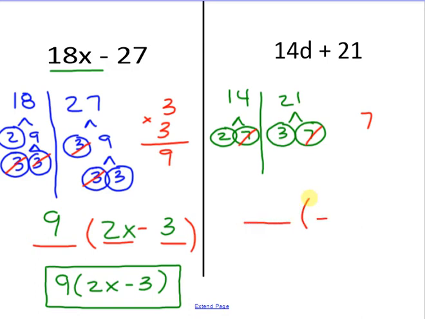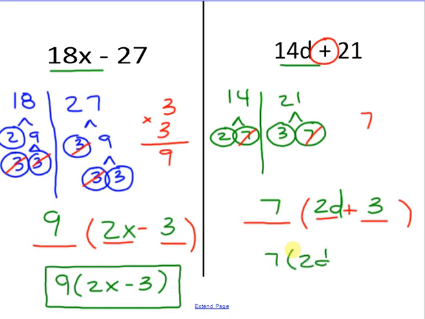I'm going to set up my lines for forward distributive property. My operation inside is addition. The GCF is 7 on the outside, and I need to put my variable on the correct line on the inside, which is the first term. 14 divided by 7 is 2, and 21 divided by 7 is 3. And so I'm just going to rewrite it properly.